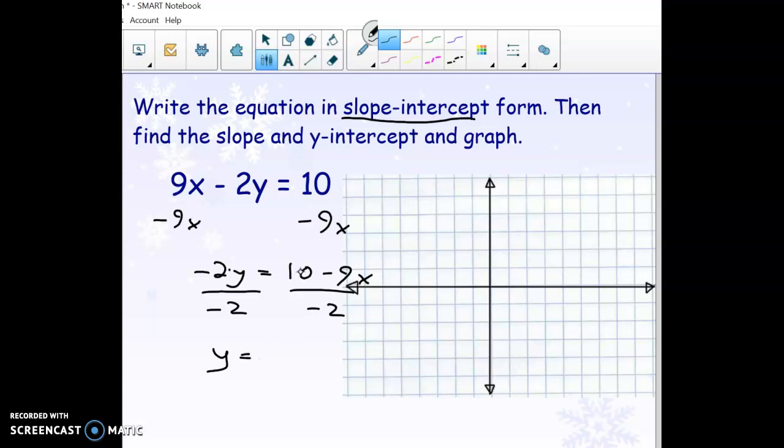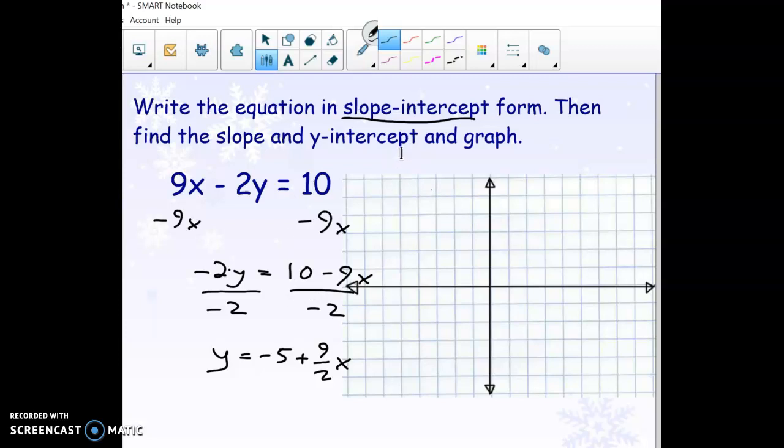And so this then becomes negative 5, and then negative divided by negative becomes positive 9 halves, and I'm just going to leave it as a fraction like that. One of the tricks to remember here is that if you divide one side by negative 2, you've got to take the entire other side divided by negative 2.